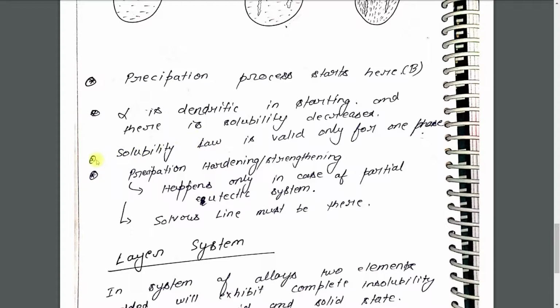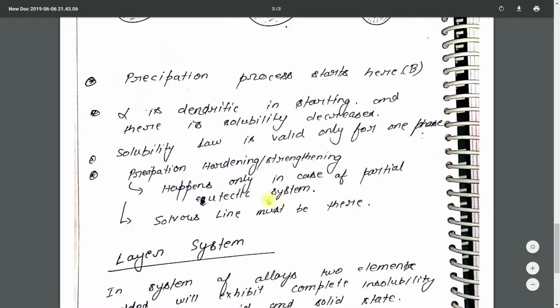And most important point is solubility law is valid only for one phase. This is the most important point here. Solubility law is valid only for a single phase. Okay, and precipitation hardening strengthening happens only in case of partial eutectic system. Important, very very important point. Okay, precipitation hardening strengthening happens only in the case of partial eutectic system.